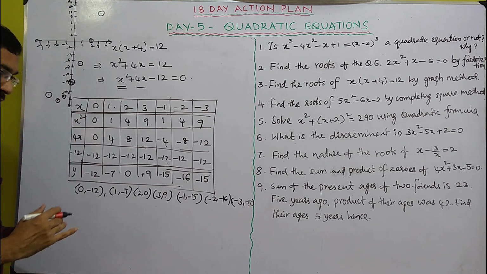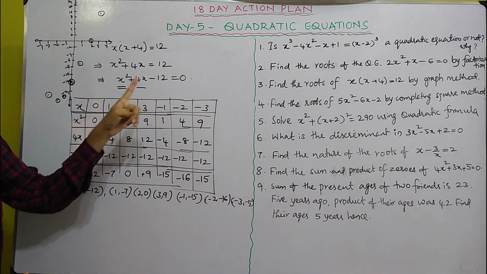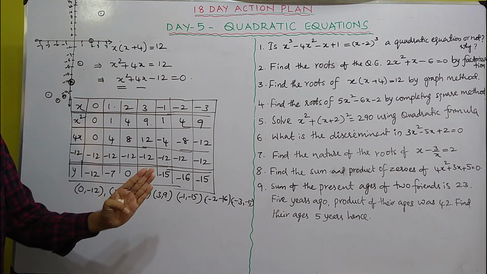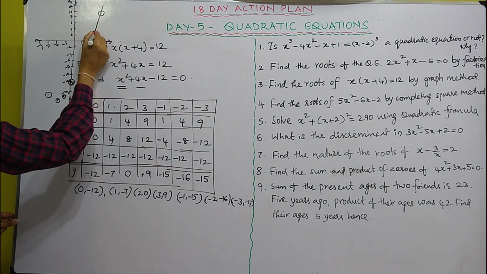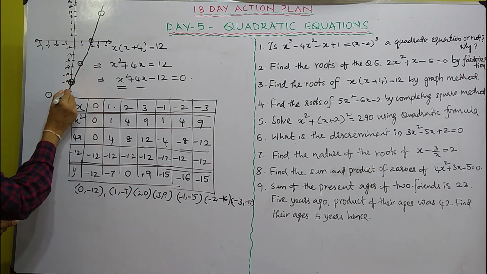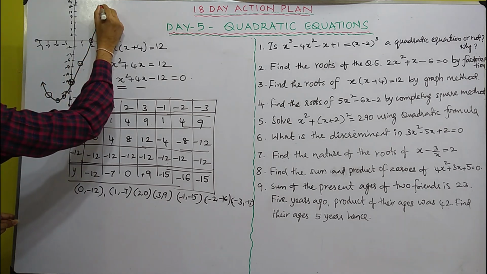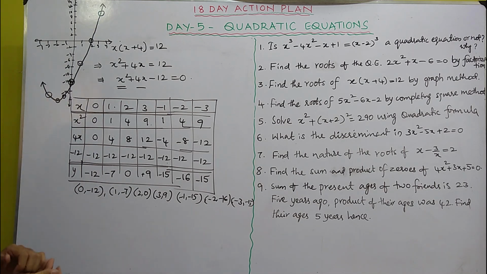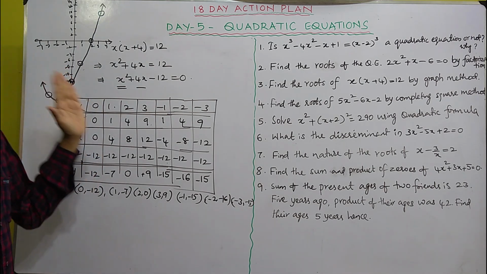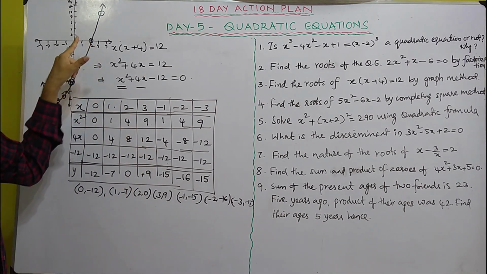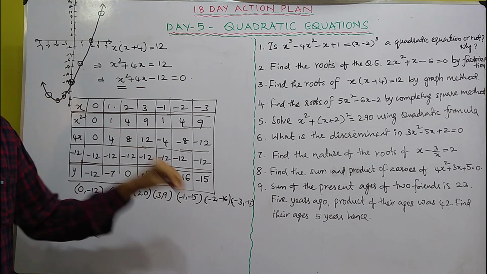Now you have to join all these points, and because this is a quadratic equation, we will get a parabola as discussed earlier. So let us join all these. So this is the parabola we got. This parabola touches the x-axis at some points, and where it touches the x-axis, the x-coordinate is the zero of this polynomial, or root of this polynomial.